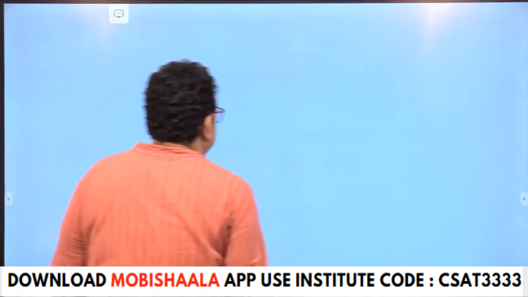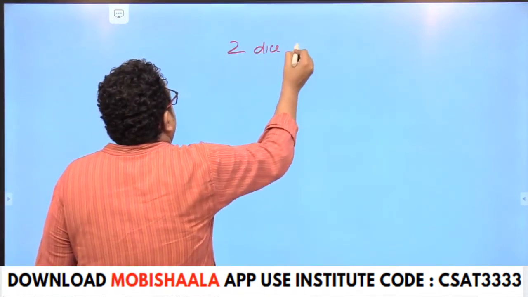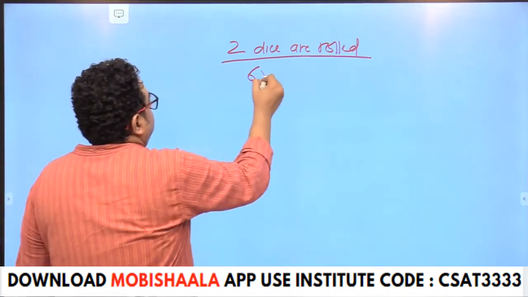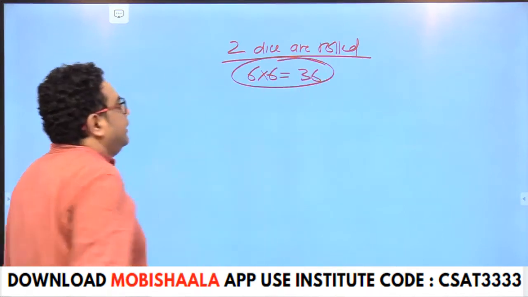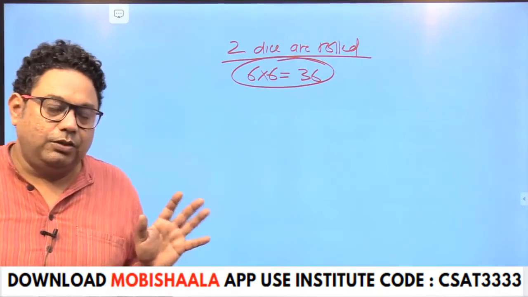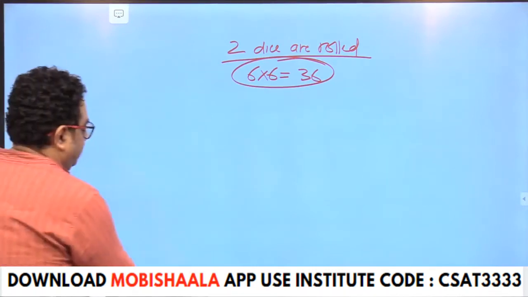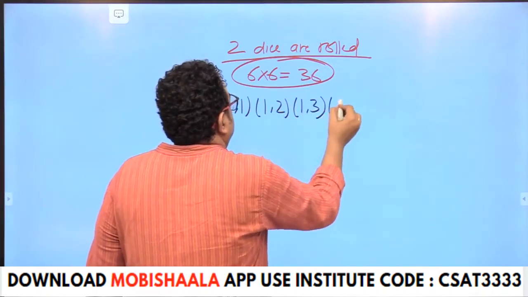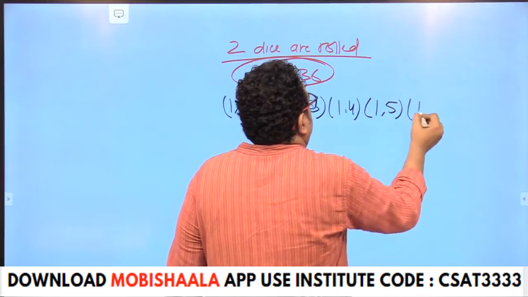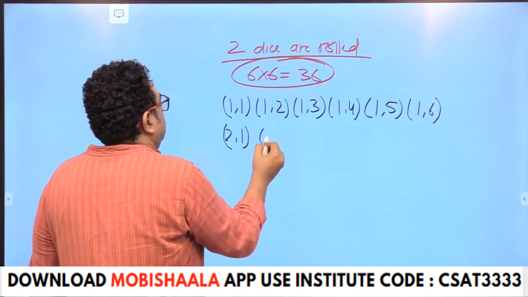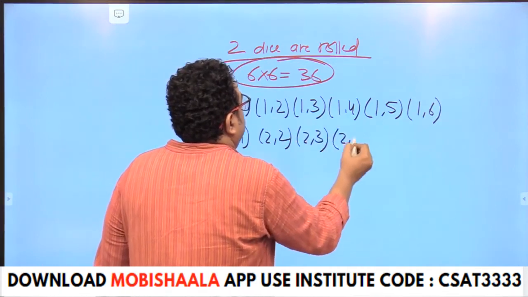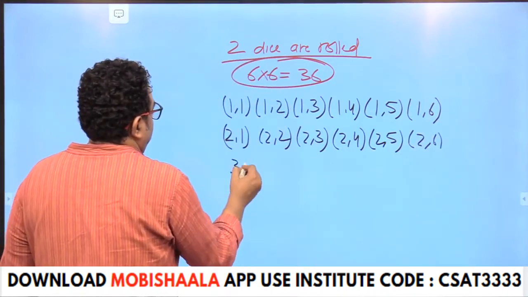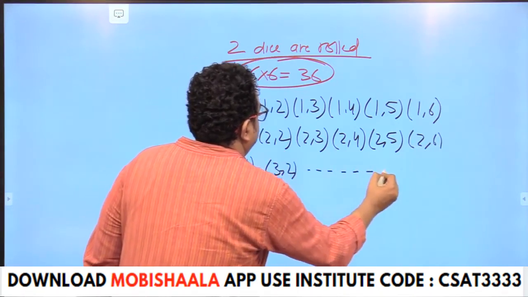Let's see possible outcomes when 2 dice are rolled. Total number of possible outcomes are 6 into 6, 36, isn't it? There would be 36 such outcomes. So what are those outcomes? Let's talk about it. Please see. It is 1,1; 1,2; 1,3; 1,4; 1,5; 1,6. See, 2,1; 2,2; 2,3; 2,4; 2,5; 2,6. And so on. You can write 3,1; 3,2, and it goes on and on.